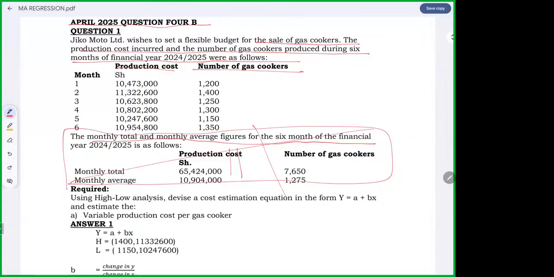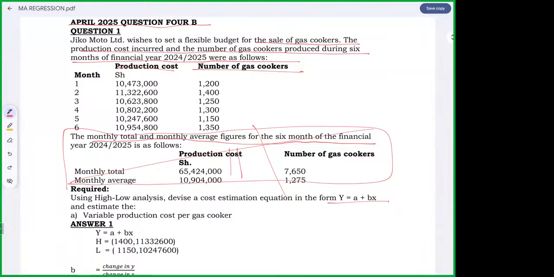Required: using the high-low method, devise a cost estimation equation in the form of y equals a plus bx and estimate the variable production cost per gas cooker. What defeated most of our students was that they were not able to identify variable y and variable x. If you confuse that, then you get a 0. According to your understanding, which one between the two will be variable y?